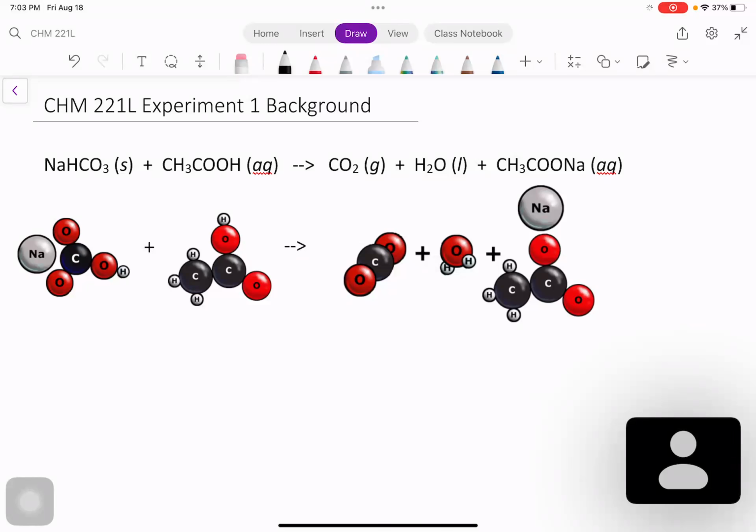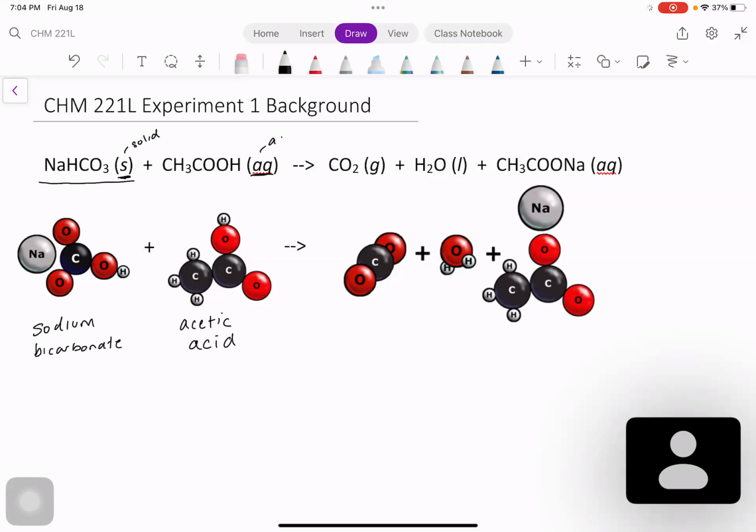So what's shown here is the chemical reaction for the experiment. We have sodium bicarbonate, which is a solid white powder. That's what this S here means. This means that we have a solid. And the solid sodium bicarbonate, we're going to be reacting with acetic acid. And acetic acid is a solution.